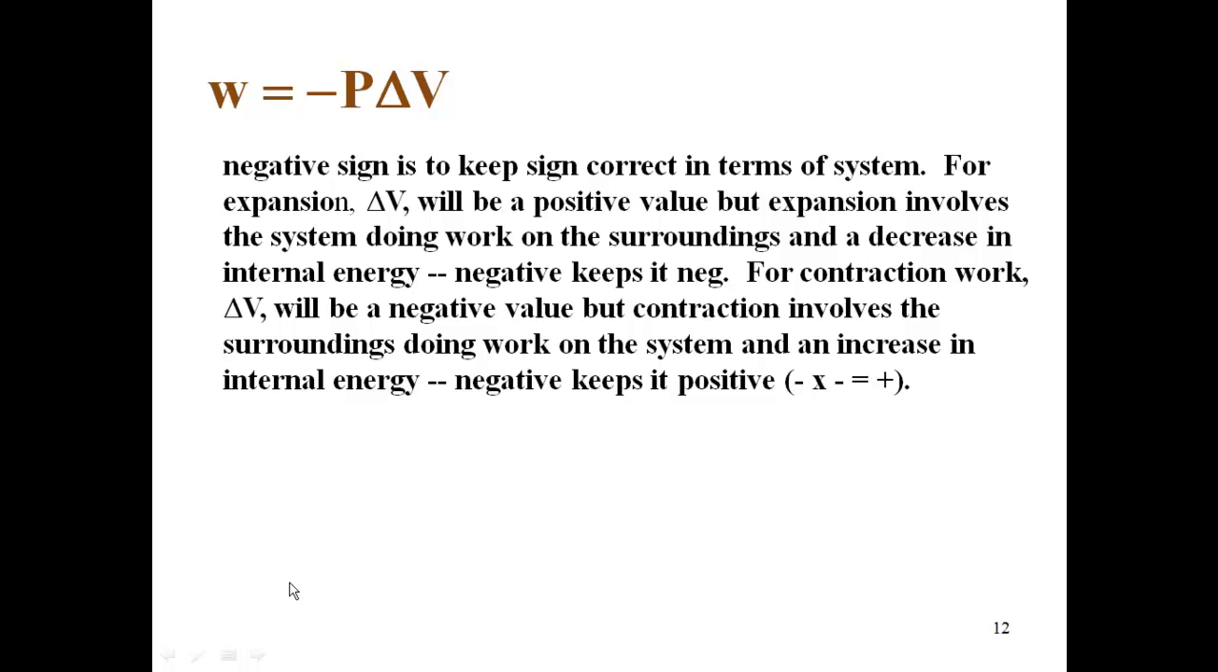All right, let's talk about expansion work first. If I'm talking about expansion work, then what we're saying is that my final volume is larger than my initial volume. Which means that if I calculate delta V, I have my final minus my initial. My final is a larger value than my initial, which means I'm going to have a positive delta V. If I plug that into my equation, I have a negative P delta V, so a negative times a positive will give me a negative work, which basically means that the system is doing work.